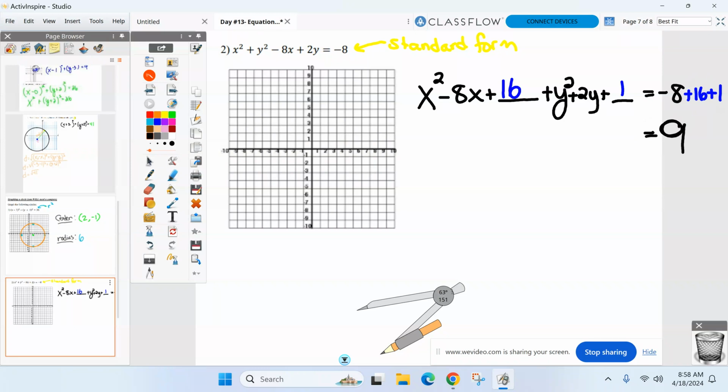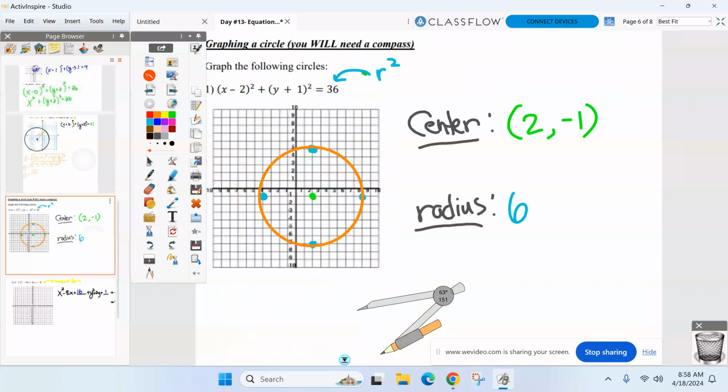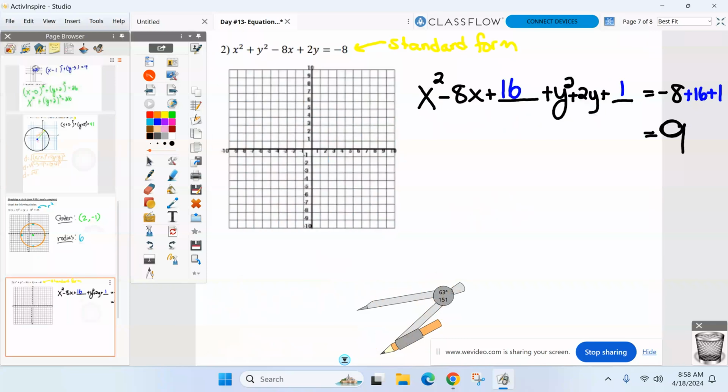You're probably like, how in the world am I going to get this to look like that? Oh, ready for the magic? It's factor time. Yes, factor time. Take your x's right now: x squared minus 8x plus 16. Take those three right there. Anybody know two numbers that multiply to 16 but give me negative 8 when I add them? Two numbers that multiply to positive 16 and add to negative 8.